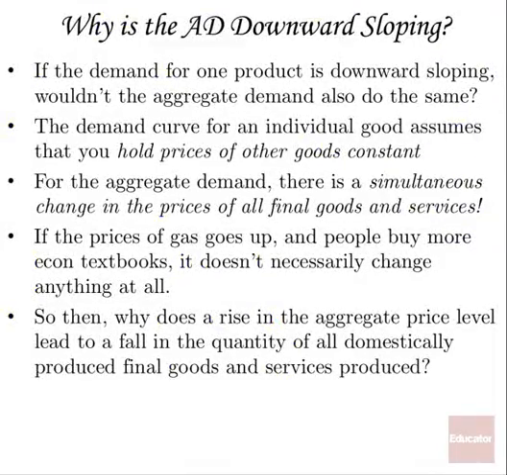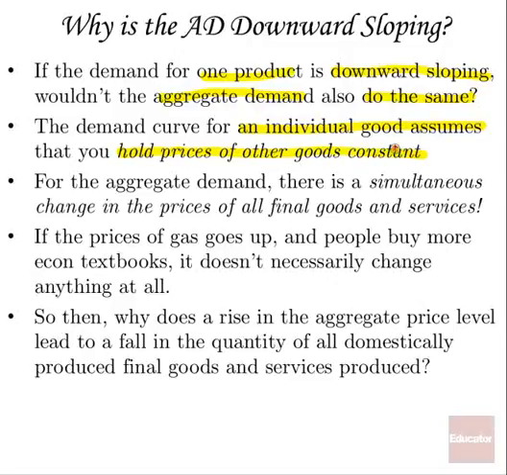So why is the aggregate demand downward sloping? You would think if the demand for one product is downward sloping, wouldn't the aggregate demand also do the same, meaning it would downward slope because you're substituting one good for another good? And it turns out that's not the case here. The demand curve for an individual good assumes that you hold prices of other goods constant.